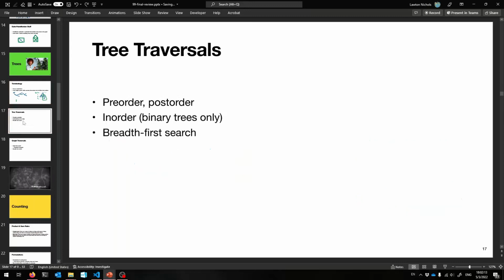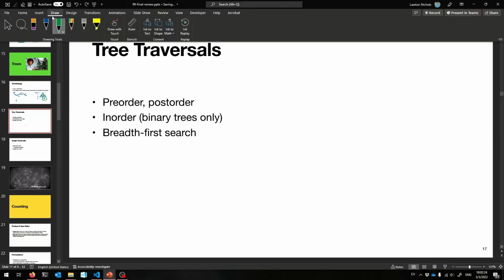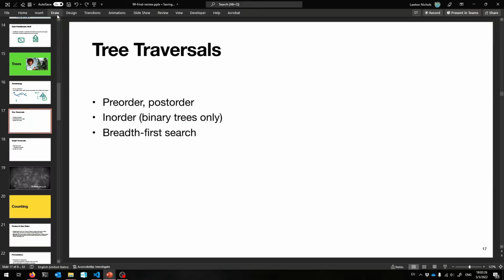We also have traversals for trees. Those are fun. Pre-order and post-order. In-order, which only works for binary trees. And then breadth first search. So let me show all this to you. Here's my example tree. It's not the hardest one to do stuff on. It's going to be kind of small. So I'll have these vertices and edges. So A, B, C, D, E. I'll name them like this.